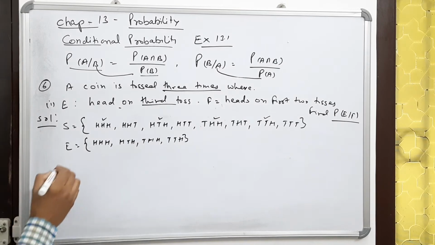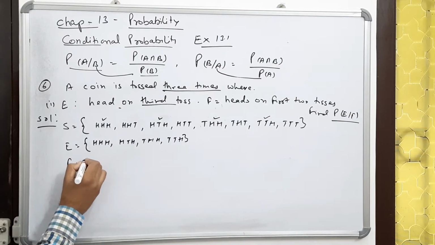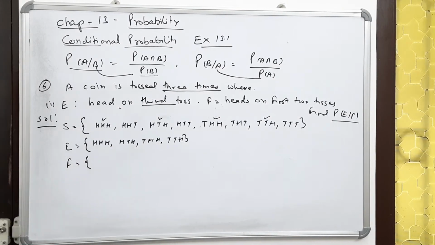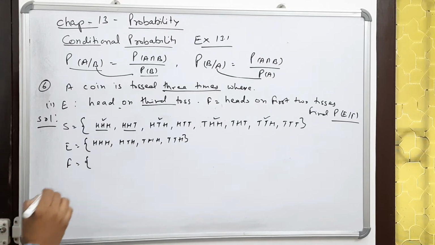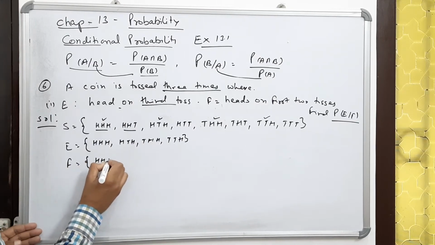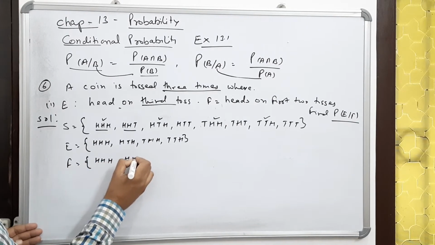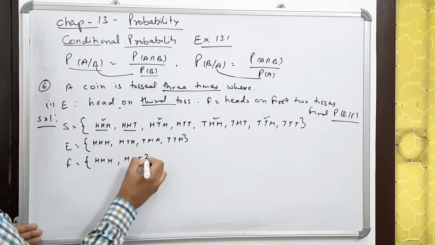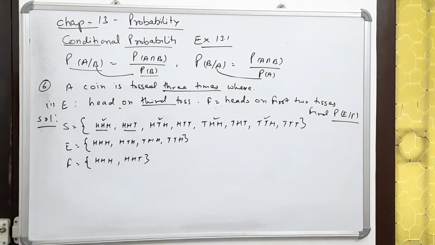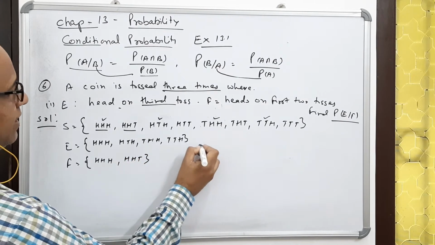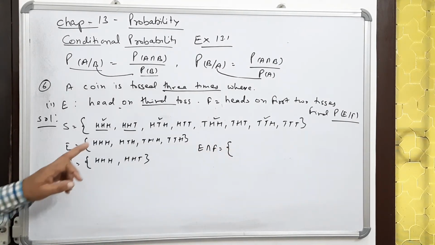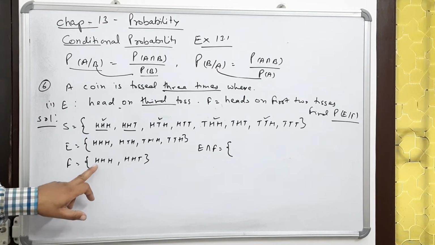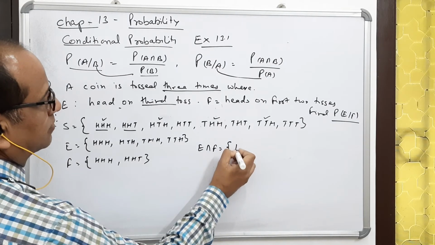Then F. F is heads on first 2 tosses. Which are the ones where head is there on the first 2? See, this one and this one. So we write HHH and HHT. So that is the answer. Now, what is E intersection F? Intersection of these 2. So it is HHH, only one.